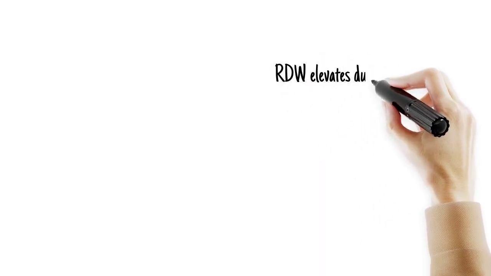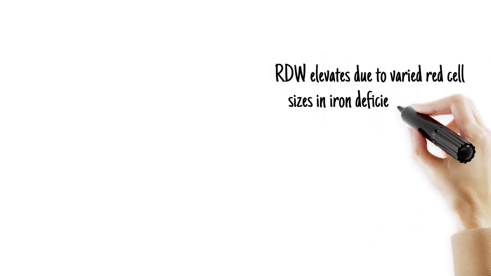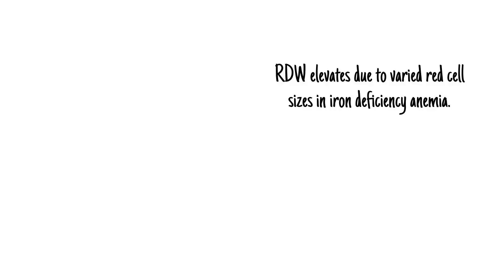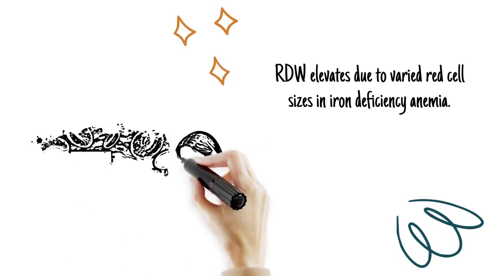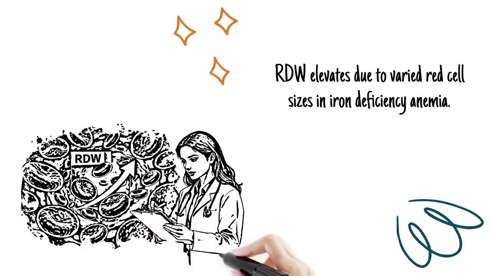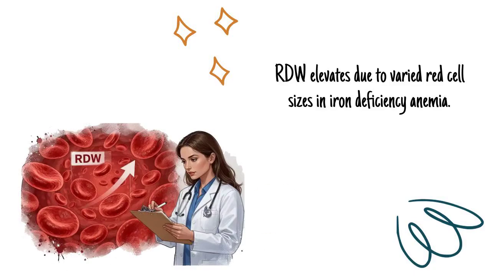The red cell distribution width, RDW, is also elevated in iron deficiency. This value reflects how much variation there is in the sizes of red cells. In iron deficiency, cells of very different sizes are being produced, which drives the RDW up. This can be a helpful distinguishing feature when comparing iron deficiency to other microcytic anemias.